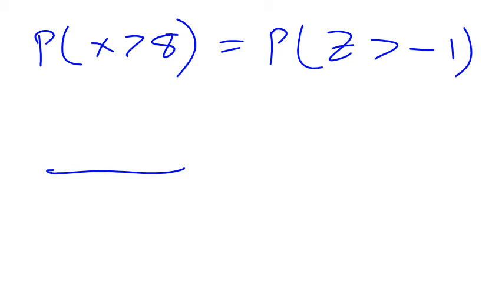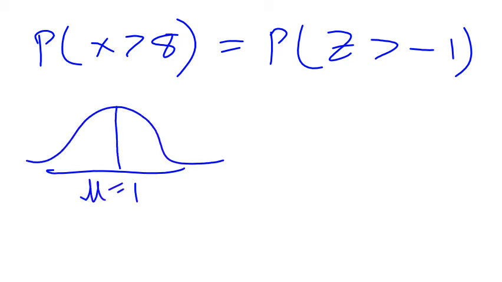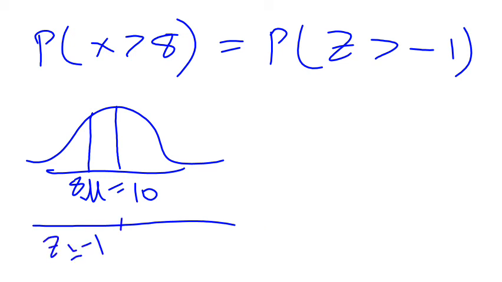So when we transform it into the z scale, mu was 10, x is 8, so 8 will be somewhere here. Corresponding to z, z is minus 1. So we want to find the area greater than 8. So here it is 8, so greater than 8 means we need to find this area. So we will find the area greater than -1.